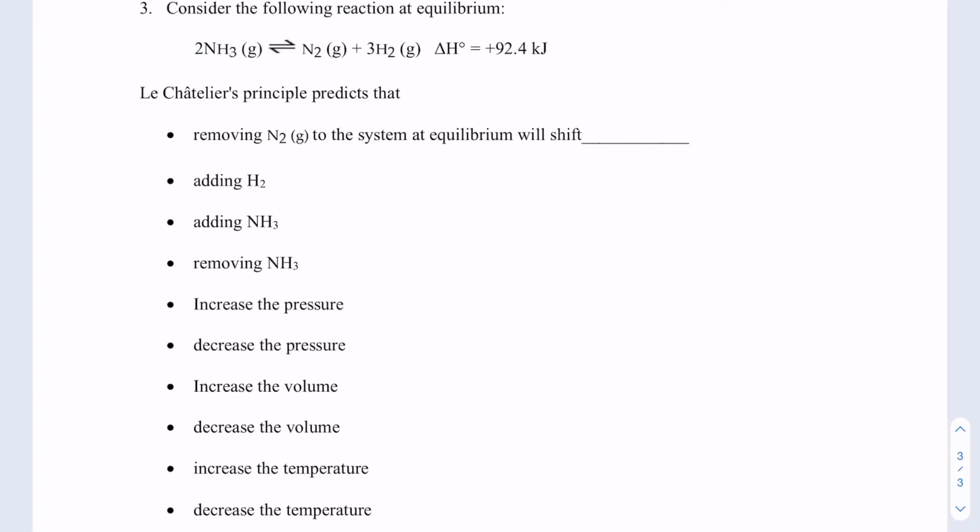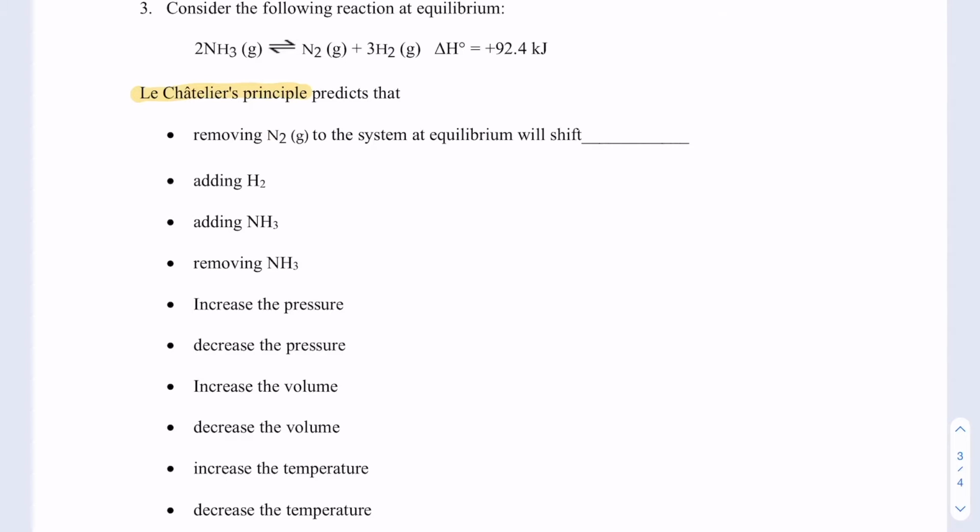This video is about Le Chatelier's principle. Bear with me for the pronunciation. Okay, so for Le Chatelier's principle, the idea is that you will have a stress to the equation at equilibrium.